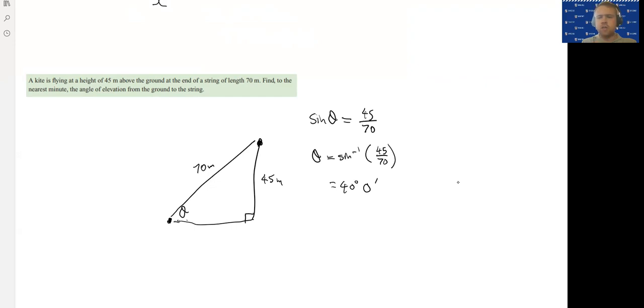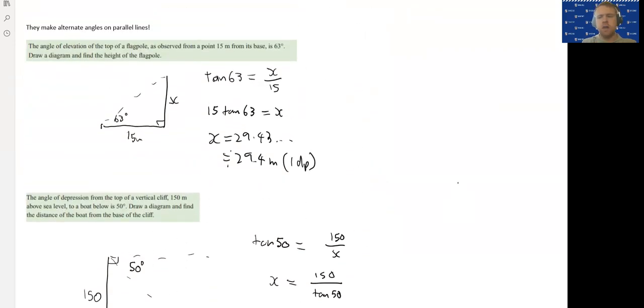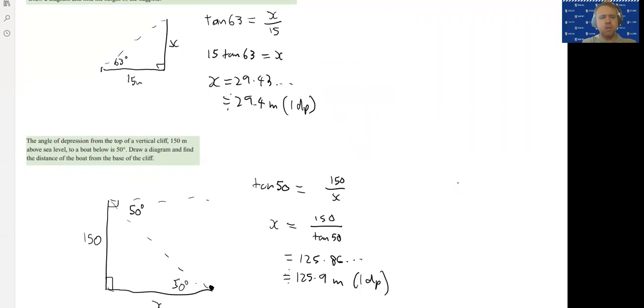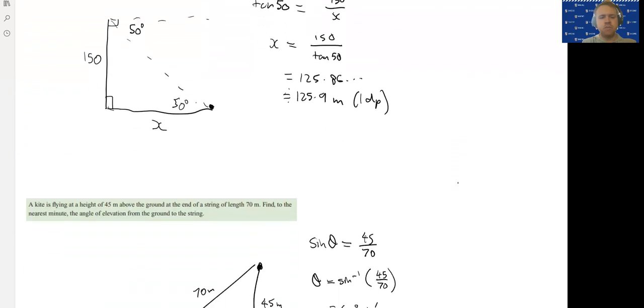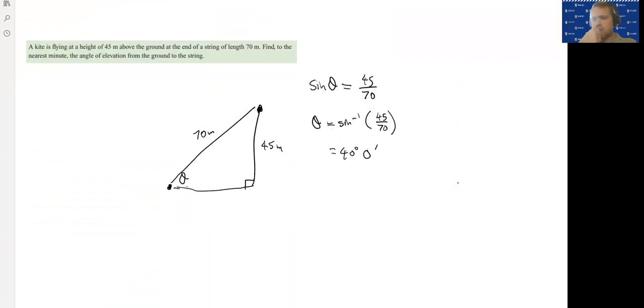Okay, so good luck with that. Remember, take your time to draw the diagram. Make sure you put all of the values in the right spot. And then once you're sure that everything's in the right spot, you can start using trigonometry to solve the question, okay? There's no point rushing ahead into your trigonometry if you put the information in the wrong spot, because you're just going to get the wrong answer.